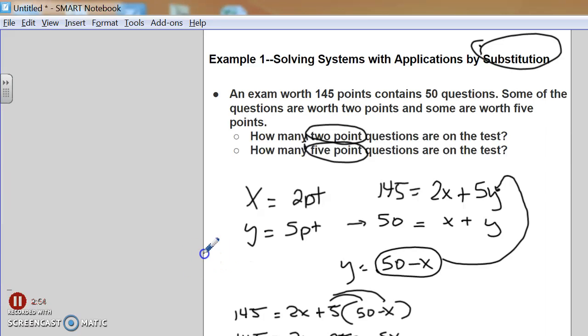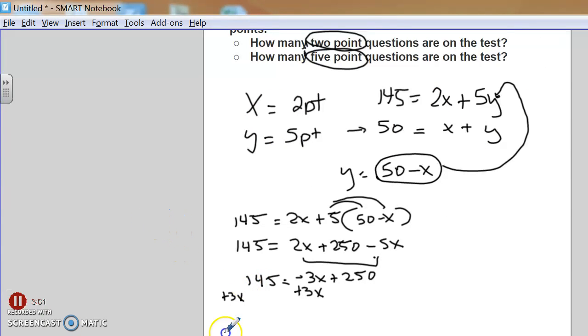What I'm going to do is just add the 3X over here and subtract the 145. So I'm going to get 3X plus 145 equals 250. And then I'm going to subtract 145, and I'm going to get 3X is equal to 105. And then, of course, divide by 3. What does that give us? That's going to give us the number of 2-point questions, which is 35.